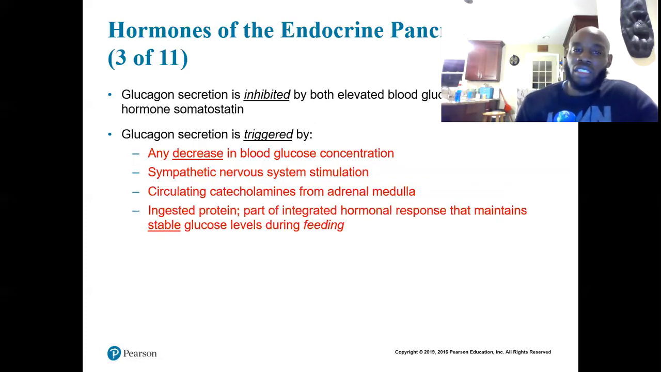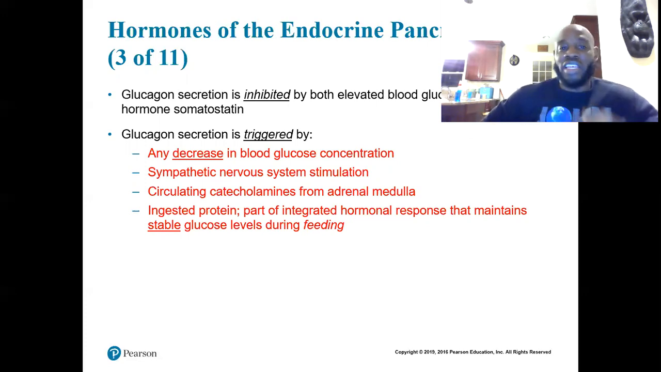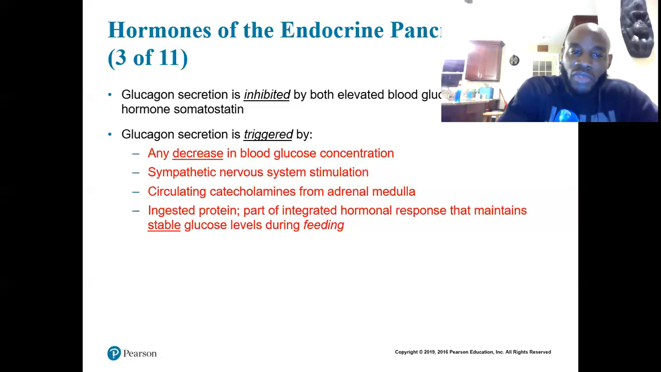All right, glucagon secretion is inhibited by elevated blood glucose levels. So glucagon is your body trying to make more glucose, increase your blood sugar. But once your blood sugar gets to where it's supposed to get to, your homeostasis gets back to where it's supposed to be, and that inhibits the release of glucagon from your pancreas. Glucagon secretion is triggered by a decrease in blood glucose concentration, which makes sense because it'll help raise it back up.